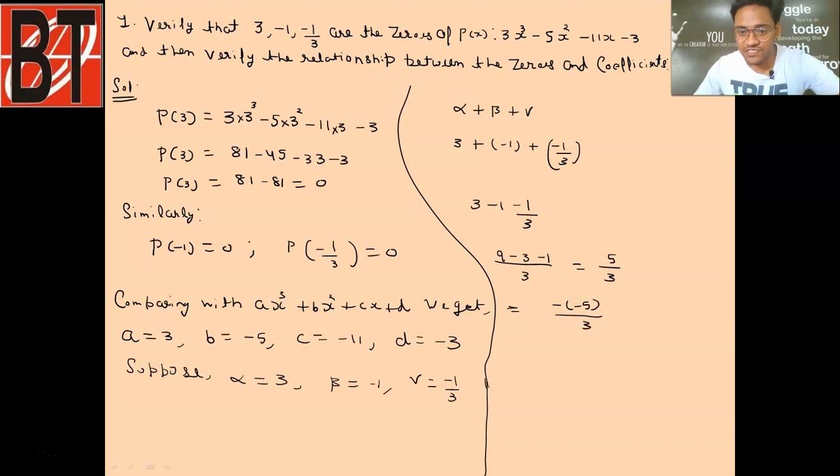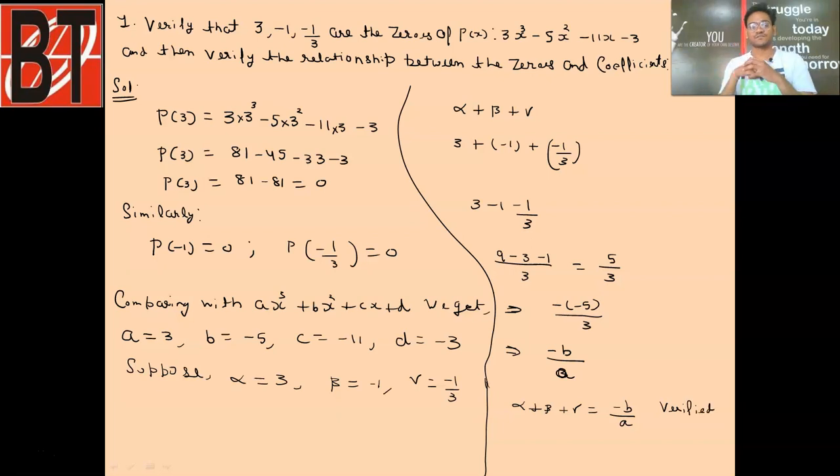Any confusion, students? I guess no confusion. Why I am writing so? Now the value of b, you can check, it is minus 5, and the value of a, you can check, it is 3. So yes, we verified the relationship alpha plus beta plus gamma is equal to minus b by a. This relationship is now verified. Clear, students?